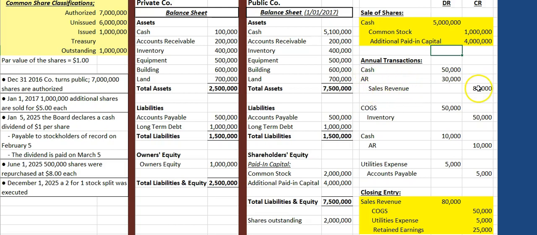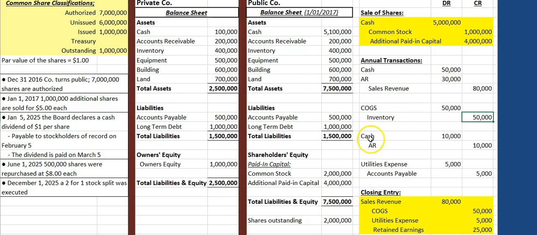Company sells some of its inventory for $80,000. They receive $50,000 in cash, and they're due $30,000 from the individuals that purchased this inventory. Okay, they're going to recognize the cost of that inventory as cost of goods sold, and your inventory goes down by $50,000.